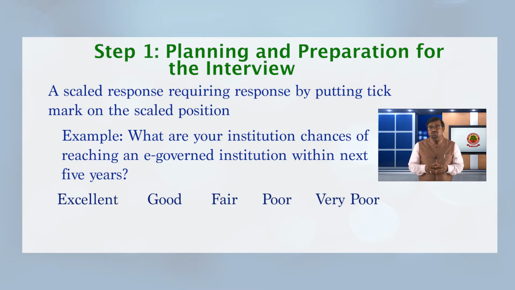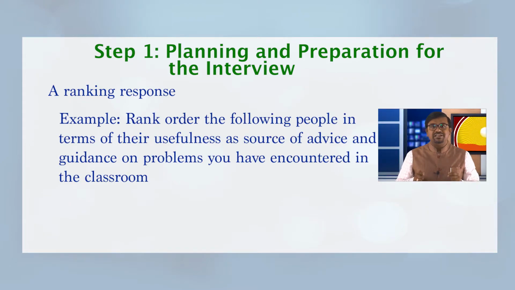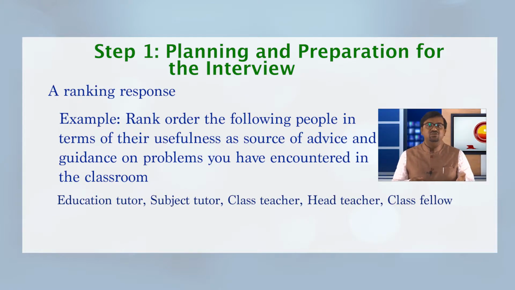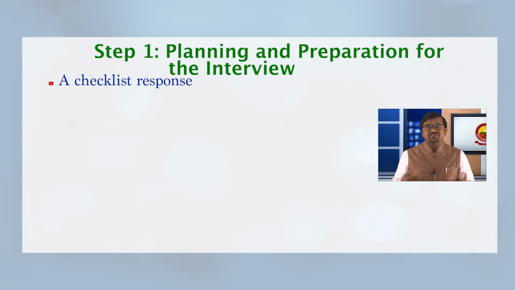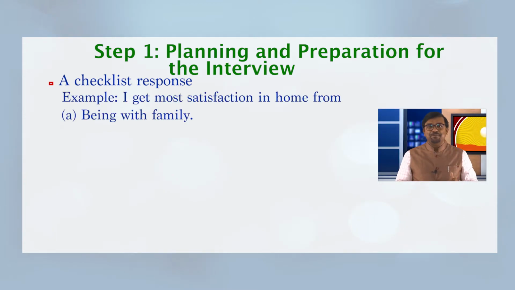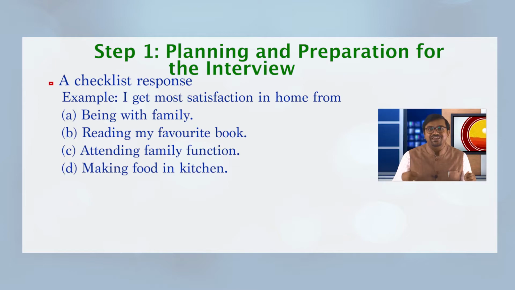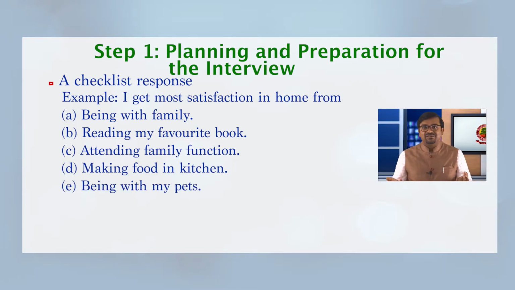You may go into the ranking response. Example, rank order the following people in terms of their usefulness as a resource of advice and guidance on problems you have encountered in the classroom: education tutor, subject tutor, class teacher, head teacher, and class fellow. A checklist response can also be there. An example can be, I get more satisfaction in the home from being with the family, reading my favorite book, attending family functions, making food in the kitchen, being with my pets.